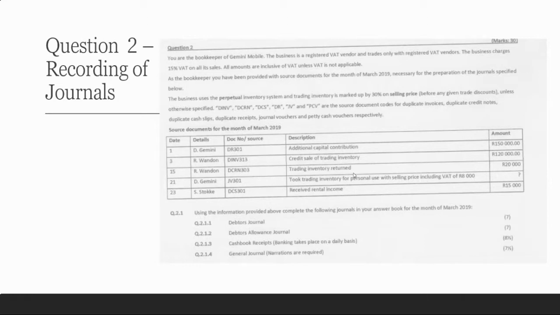Now, some students got confused between what goes to the debtors journal and what goes to the debtors allowance journal. So they had the correct entries, but in the incorrect journal. Okay, then the fourth one was Gemini took inventory for personal use. Now this went to the general journal. That journal was the one where most students actually lost easy marks because they forgot how to document it. So I'll show you what it should look like and then just explain the basic concepts again. And then the last one was S. Stokey received rental income. So that's money you received, so that's also in your cash book receipts.